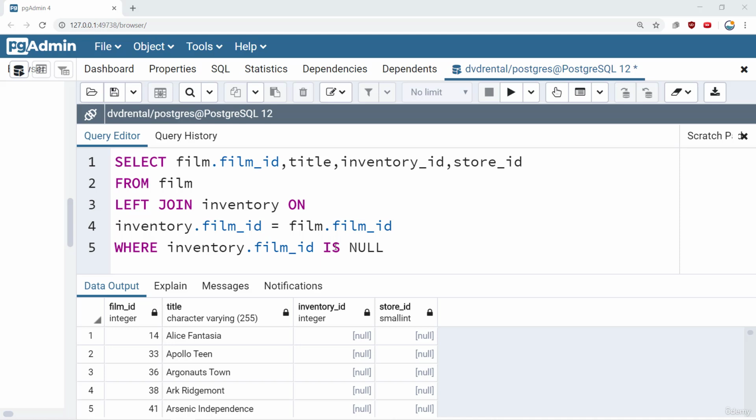And so here you can begin to see the use case for a left outer join, essentially showing us films that we have information about, but that are not in our inventory, because we're specifically checking where that inventory film ID is null. Okay, so that's it for this lecture on the left join.